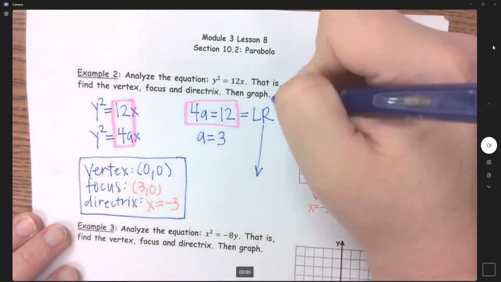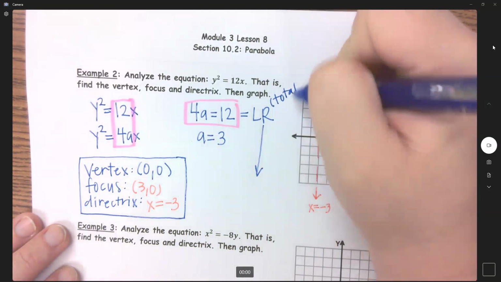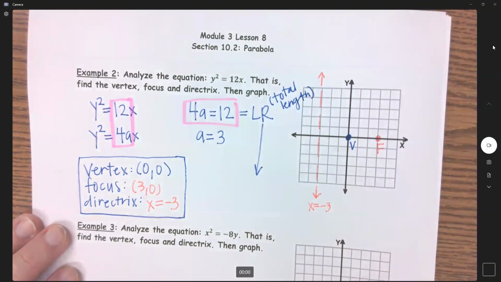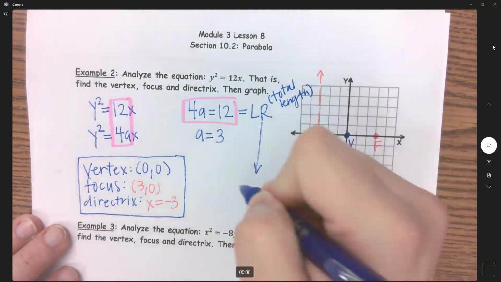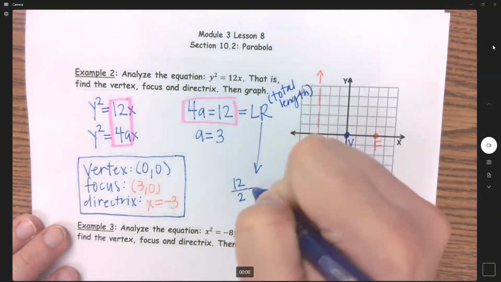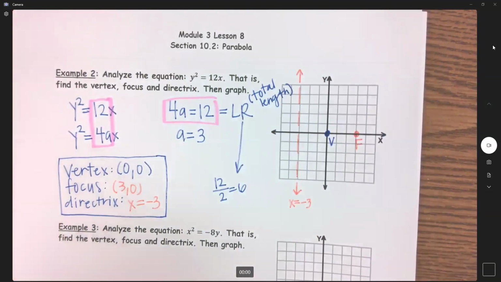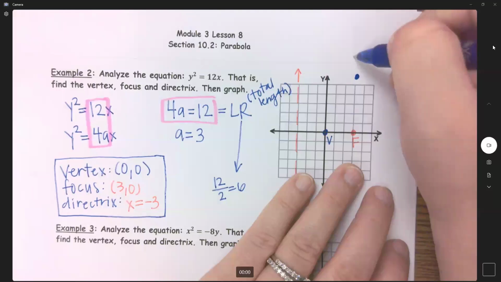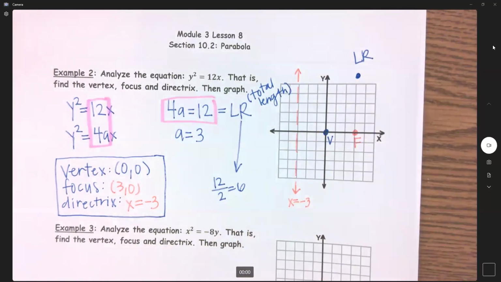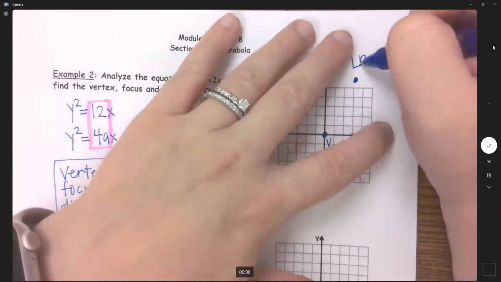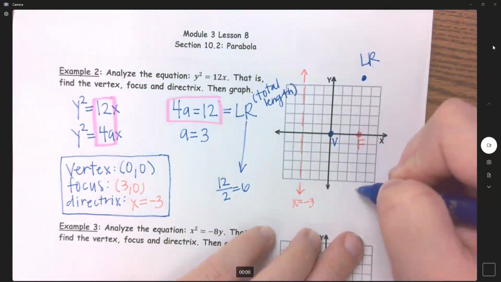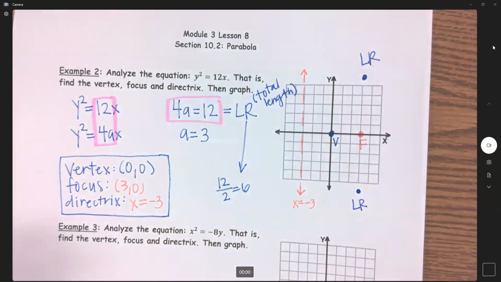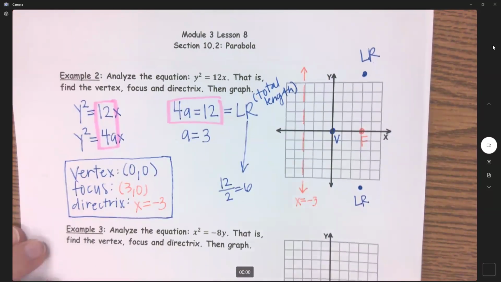So if this is my total length, I'm going to take the LR of 12 and divide it by 2 to get 6. So from this focus, I'm going to go 6 units up, which is going to be one above my graph, and I'll go 6 units down. And so here is my parabola.